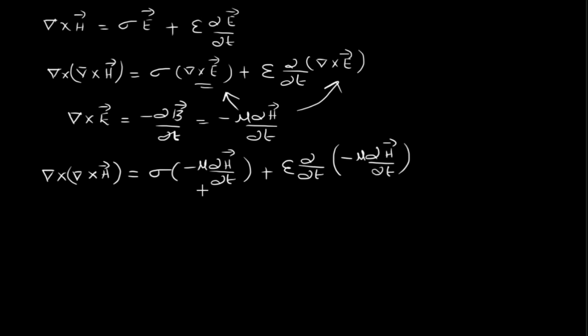Now let me rearrange the RHS and write it in a better way. So this becomes minus mu sigma del H by del T, and because of this minus sign, minus mu epsilon del square by del T square H vector. So this is my double curl.